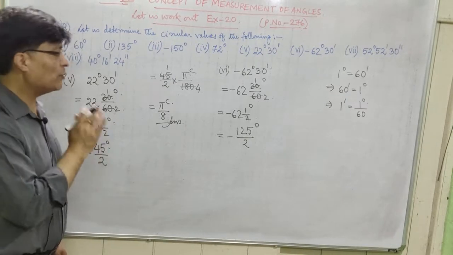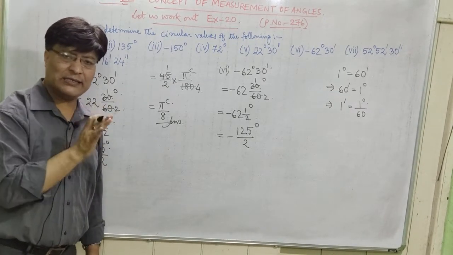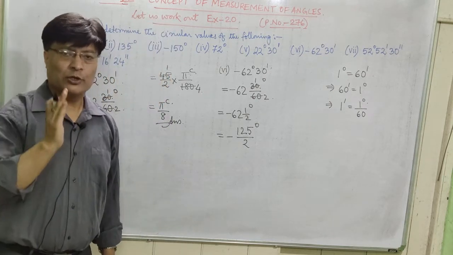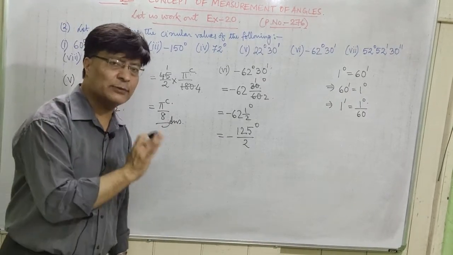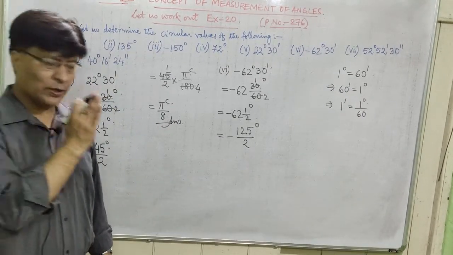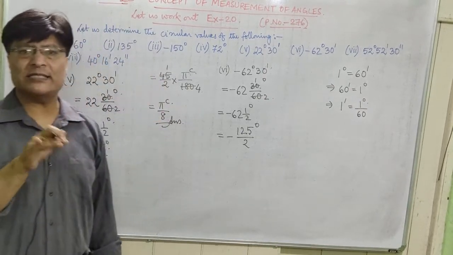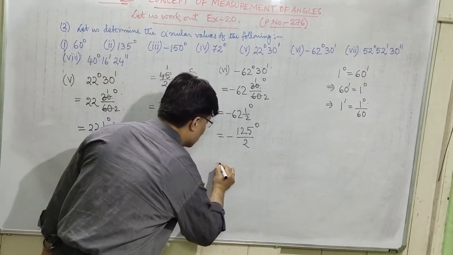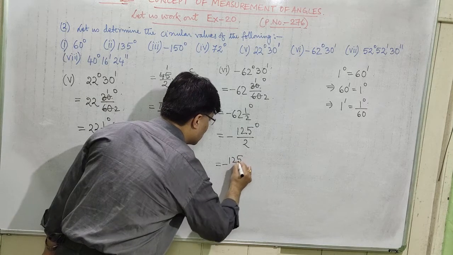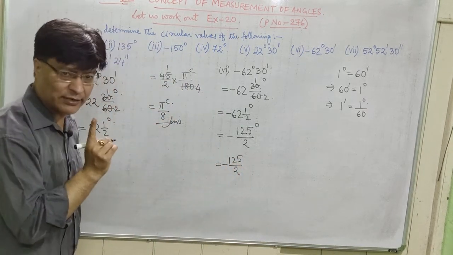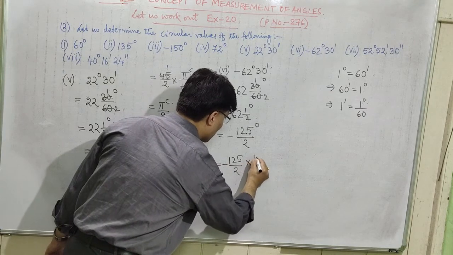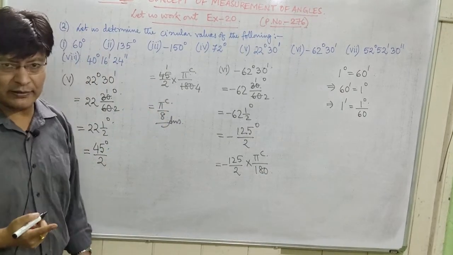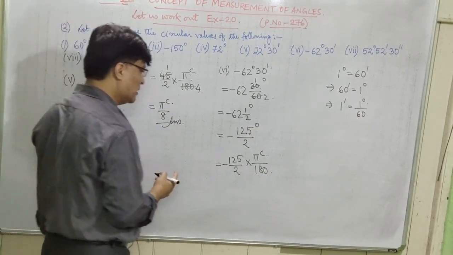Okay. Now this angle is in terms of the sexagesimal system. Now you have to convert it into circular measure. So whenever you have to convert the sexagesimal system into circular measure, you have to multiply that angle in the sexagesimal system by pi radian divided by 180. So which is equal to minus 125 by 2. Now you can't write degree here. Okay. Into pi radian divided by 180. Now it is converted into radian. Is that clear?